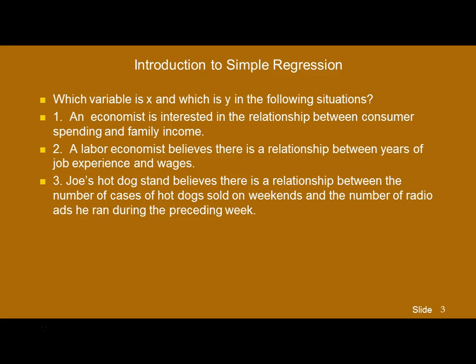Joe's hot dog stand believes there's a relationship between the number of cases of hot dogs that he sells on weekends and the number of radio ads he ran during the preceding week. In this case, the number of cases of hot dogs would be our dependent variable, or the variable that we're trying to predict. And the independent variable, what we're using to predict our y variable, would be the number of radio ads. Perhaps more radio ads leads to a greater number of cases of hot dogs.